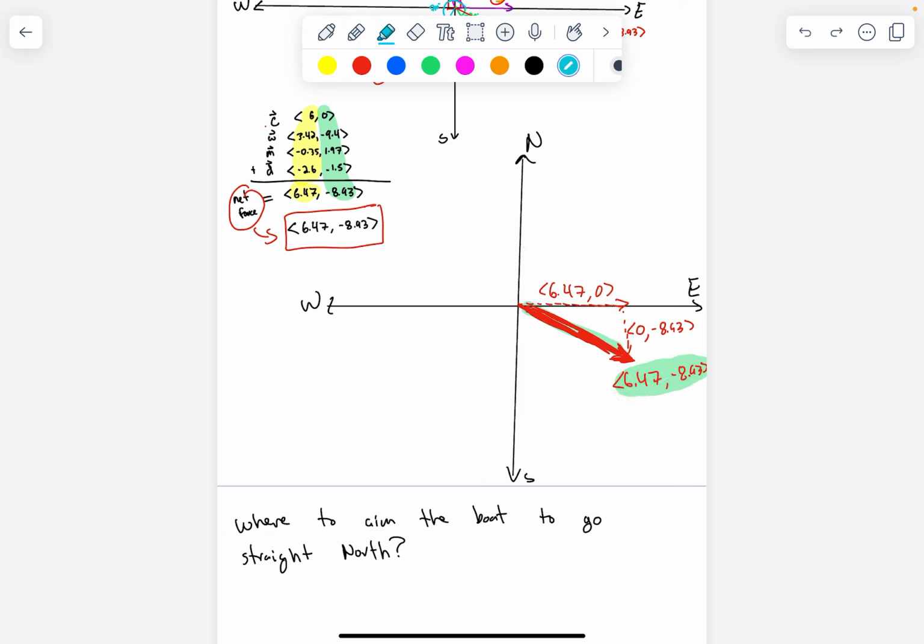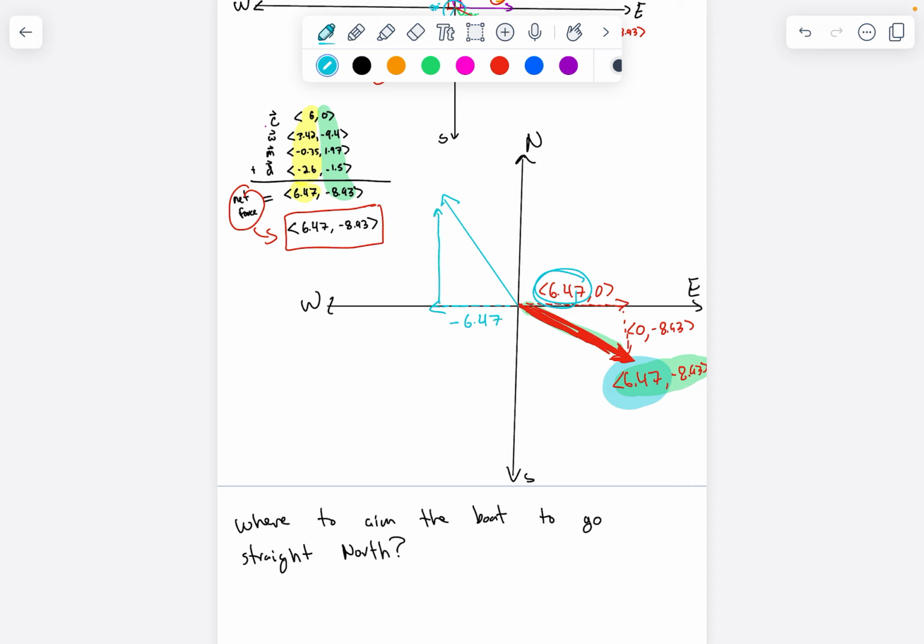Well, you need to balance this out. To go straight north, you need to not go east and you need to not go west. The amount east and the amount west has to be 0. Your goal is 0 in the east-west direction, 0 in the horizontal. So you need to point your vector, your boat direction vector, somewhere into this quadrant such that the horizontal component of this, the amount of your boat going west, completely cancels the amount going east. So this should be negative 6.47 here.